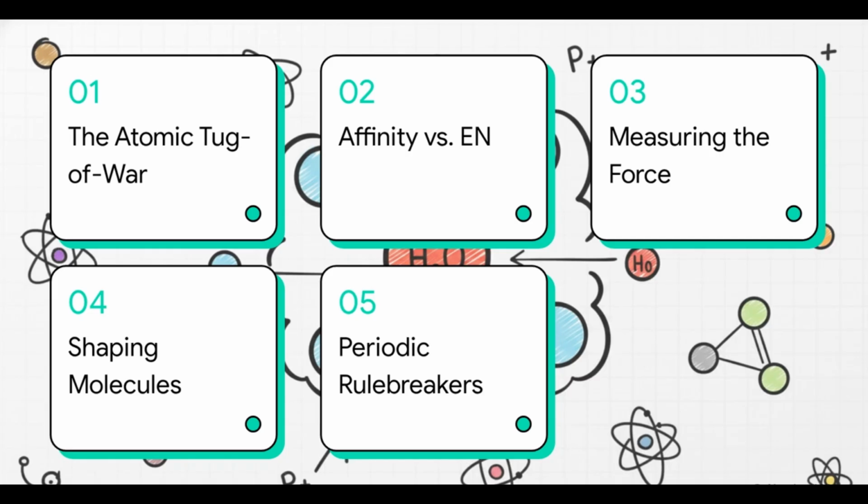1. The atomic tug-of-war. 2. Affinity versus electronegativity. 3. Measuring the invisible. 4. Shaping the molecules. And 5. The periodic rule breakers. Let's get right to it.